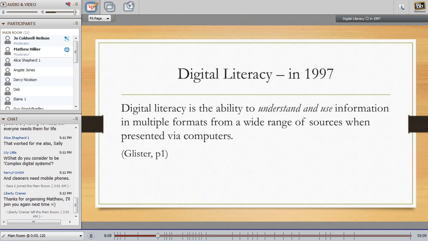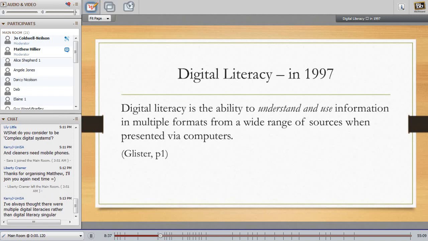So the definition that I think most people are familiar with as far as digital literacy is concerned comes from Gilster, and this was published in 1997. It's the ability to understand and use information in multiple formats from a wide range of sources. And this is the definition that pops up in some form in most universities. So certainly Deakin University's graduate learning outcome related to digital literacy looks a little bit like this.